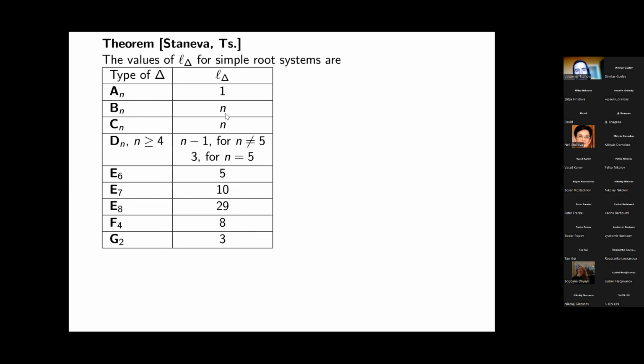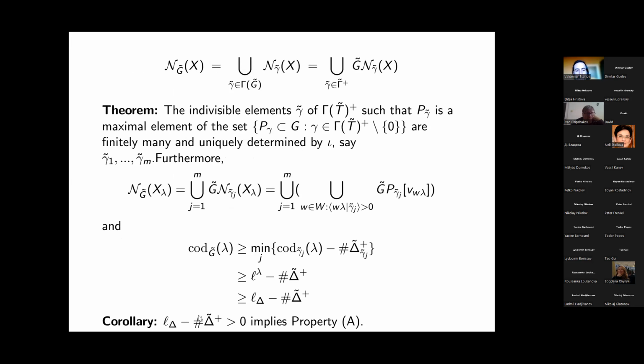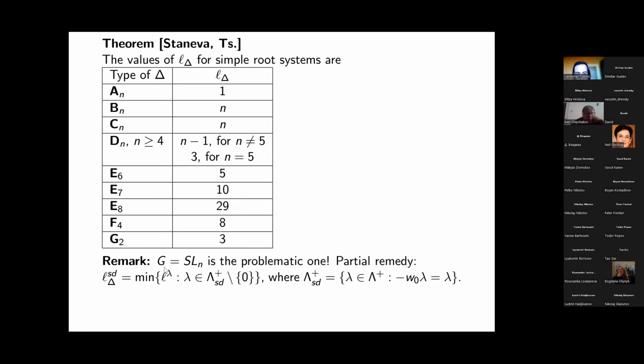So we could quickly observe that this varies with n. For the exceptionals, these are some constants. Except there is a problem for A_n. This invariant is equal to 1. And remember, I want it to be larger here than the number of positive roots of the subgroup. So it should be larger than 1 to do something useful. So this problem with the SL_n, that it's equal to 1, is problematic. SL_n is problematic, but it's the only one that's really problematic.